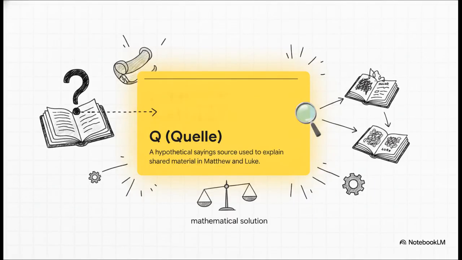To solve this massive puzzle, modern scholars came up with a theory. They proposed that there was a lost, unseen document which they decided to call Q. That just comes from Quelle, which is the German word for source. The whole idea is that both Matthew and Luke independently used the Gospel of Mark for their narrative structure, but they used this invisible Q document for the actual sayings of Jesus. It's a really neat, highly mathematical solution to a super complex literary puzzle.